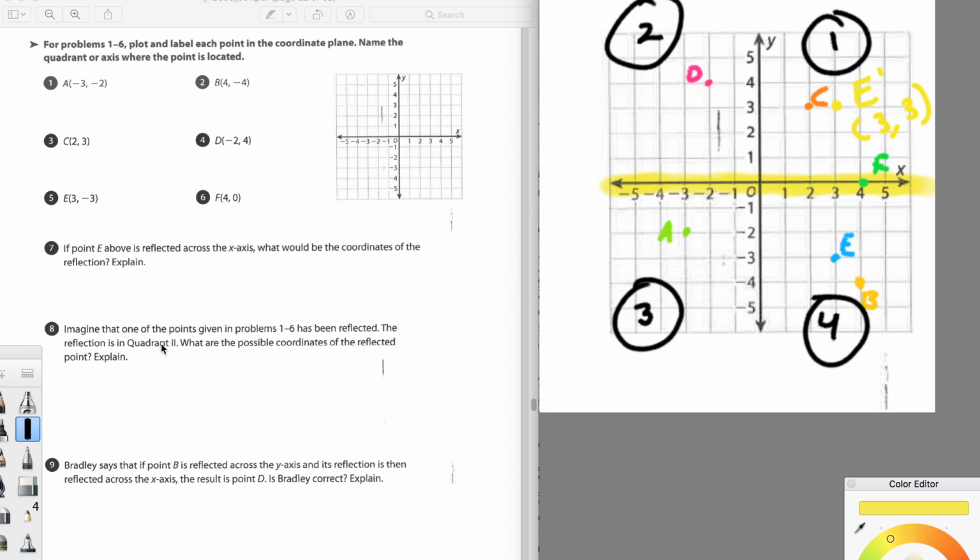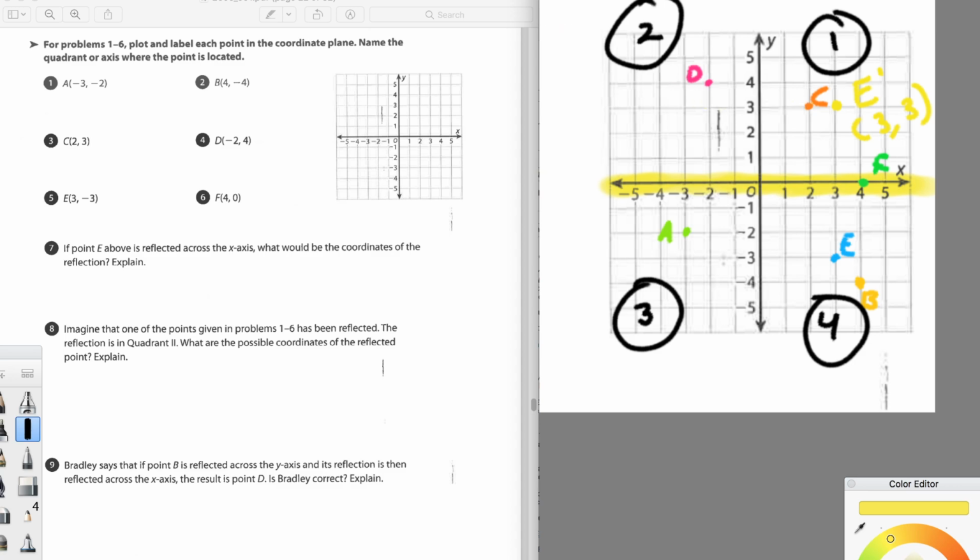Now it says, imagine that one of the points given in problems 1 through 6 has been reflected. So imagine one of these points were reflected, okay? The reflection is in quadrant 2. It's going to be on this side. What are the possible coordinates of the reflected point? Now, if we're going to make the points get reflected on this side, they would have to be on this side to get reflected over here, or they would have to be on this side to get reflected over here.